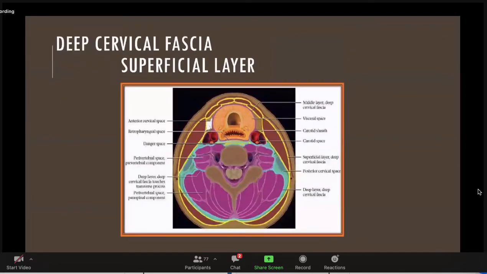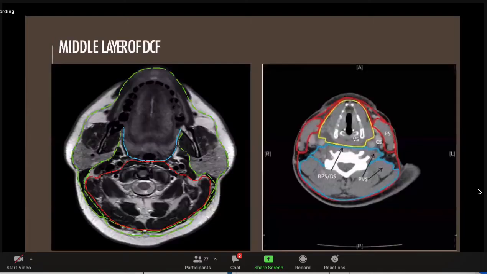And in the infrahyoid neck cross-section, the superficial layer also surrounds the trapezius muscle posteriorly, the sternocleidomastoid muscle laterally, and the strap muscles anteriorly. Next, we have the middle layer of the deep cervical fascia, also known as the buccopharyngeal fascia. This will define the pharyngeal mucosal space.